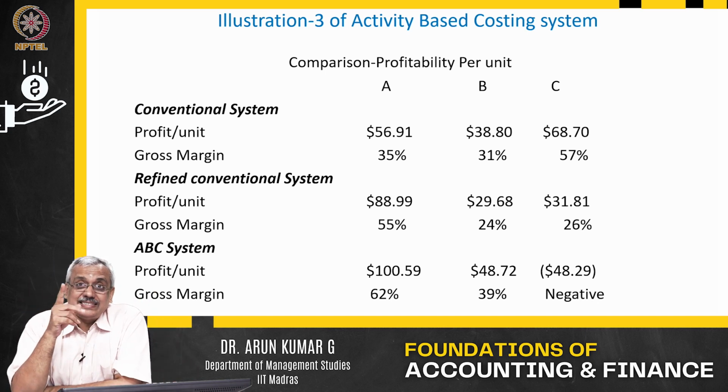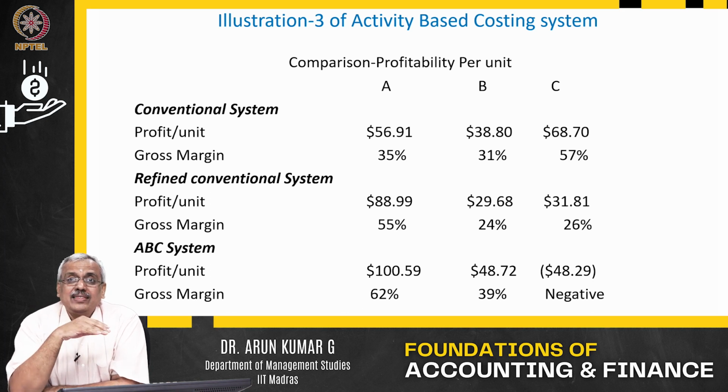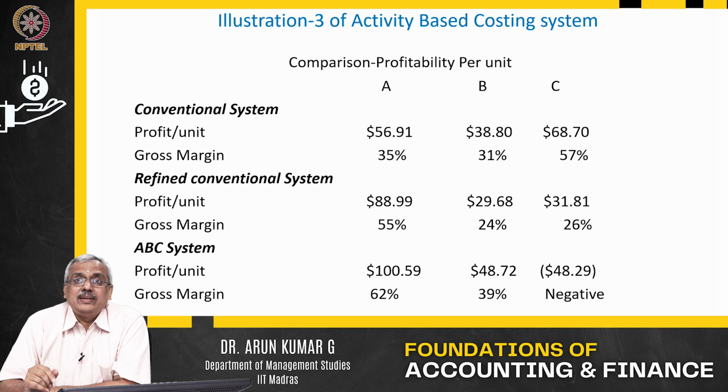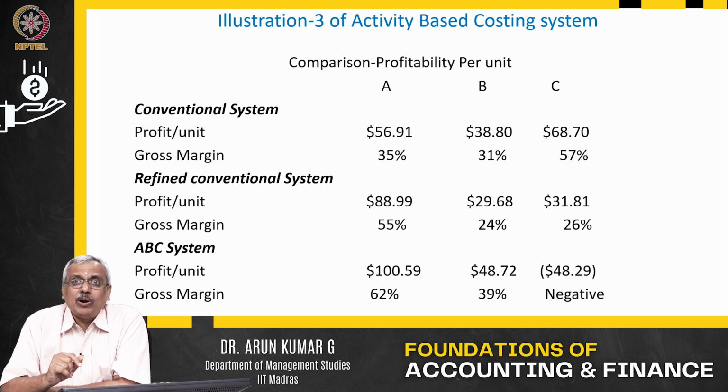Imagine if you had taken a decision based on the earlier allocation to drop product B and manufacture more of product C. Then what happens? You are heading for a disaster. That's what I said: your company would be winding up very fast. Because in the earlier case, what is happening? You are cross-subsidizing the cost of C by loading cost onto product A or product B. I repeat, you are cross-subsidizing C by loading cost onto product A or product B.